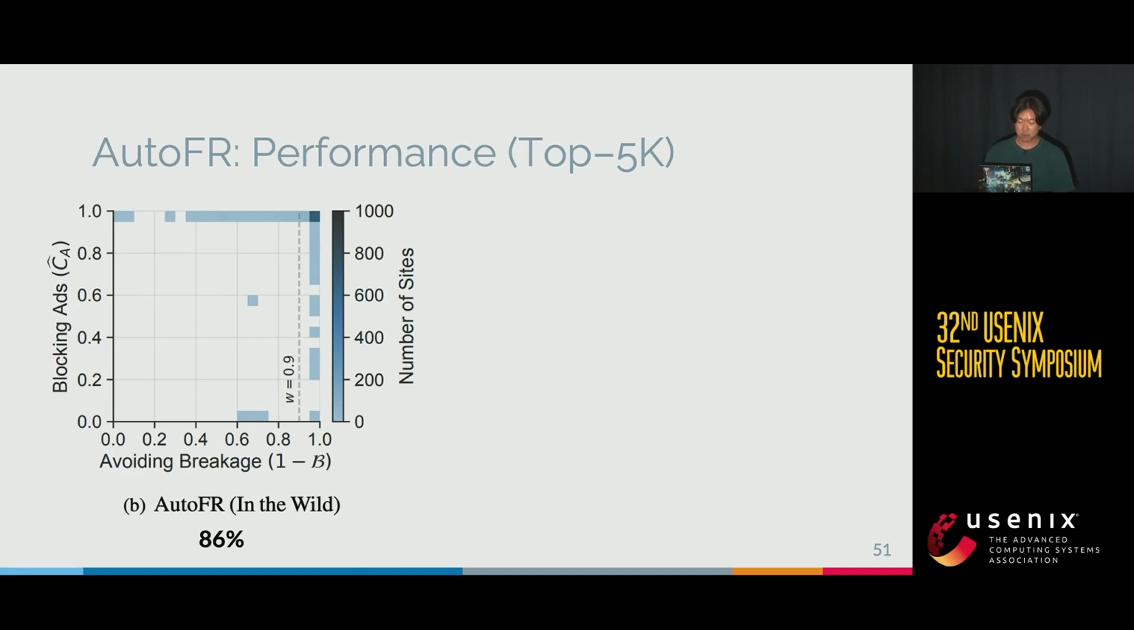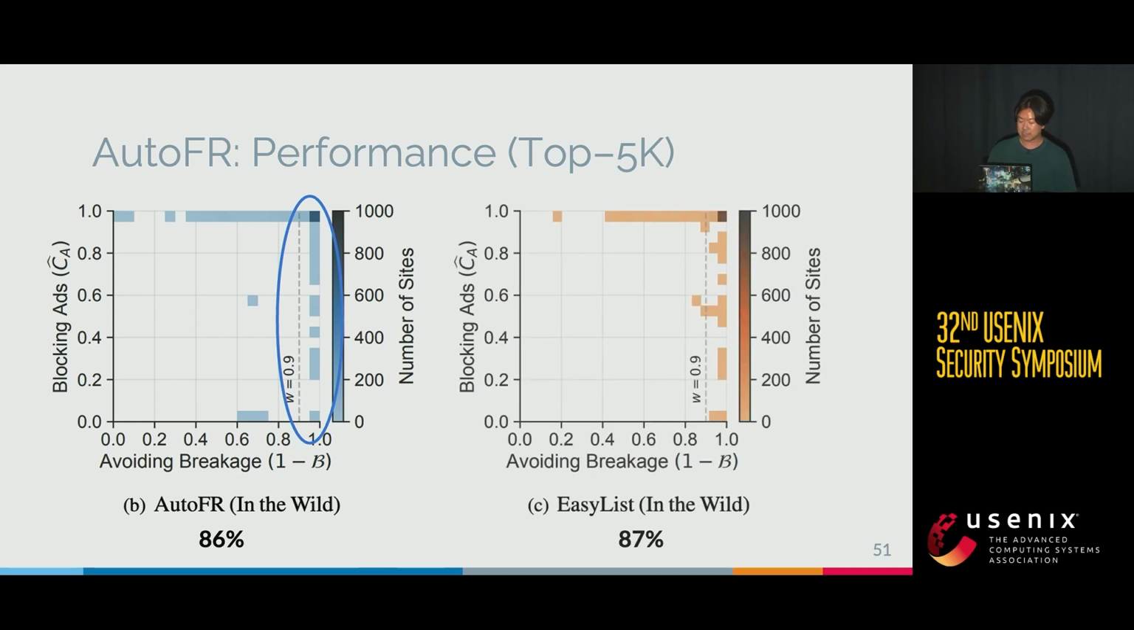Now we can look at our performance as well on the top 5K by using our trade-off plots here again. Here we use W as 0.9 to represent a filter list author who wants effective rules but can tolerate a little bit of breakage. And here for AutoFR, it generates rules that has 86% of sites within the top 5K within the acceptable region. We do the same for EasyList, and we find that it has 87% of sites within the acceptable region. And so we see that AutoFR is able to generate rules that are very comparable to the state-of-the-art filter lists. However, we are able to do it in an automated fashion.